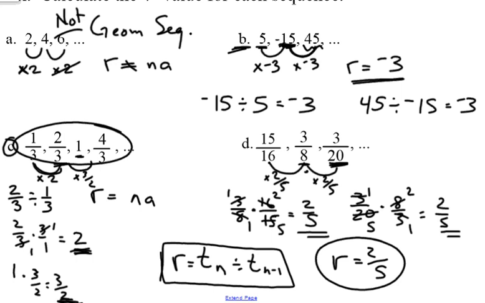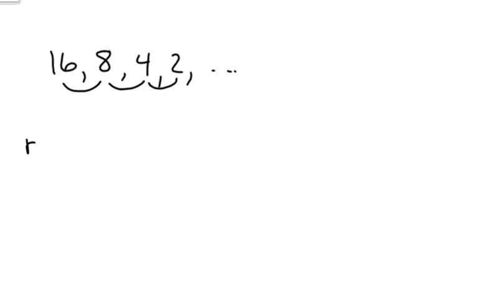There you go. One you have to be careful of, something I just want to point out because students will sometimes make an error. Let's just do this. 16, 8, 4, 2, and so on. Well, I'll have students here that go 16 to 8, you divide by 2. 8 to 4, you divide by 2. 4 to 2, you divide by 2. So the R value is divide by 2.